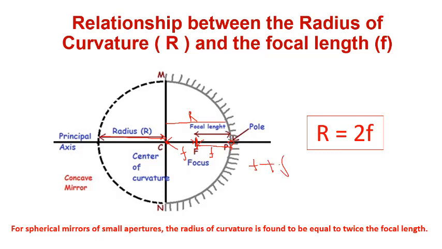f plus f is equal to 2f, which is equal to the radius of curvature, the total length. Hence, you will get this formula: R equals 2f. Please write this down. It is very important. It will come in the next topic and will be helpful in the calculation. For spherical mirrors of small apertures, the radius of curvature is found to be equal to twice the focal length. So, R equals 2f.